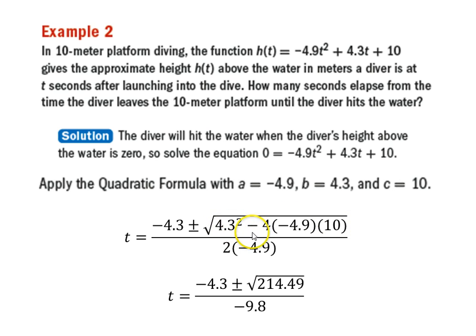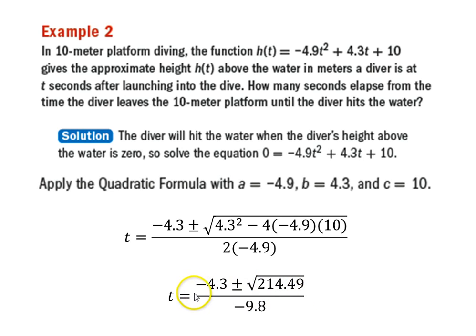4.3 squared, and then we take away 4 times negative 4.9 times 10. So we want to do that multiplication, square the 4.3, and then combine those two, whether or not they're positive or negative. In this case, when we do negative 4 times negative 4.9, we get a positive number. Multiply that by 10, so we're actually taking that and adding it to 4.3 squared. So be very careful when you're making those calculations inside the square root, because this number will often come out wrong. It's not necessarily easy to do. It's very easy to make a mistake.